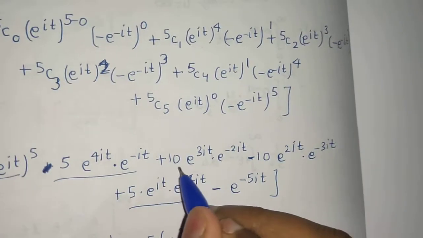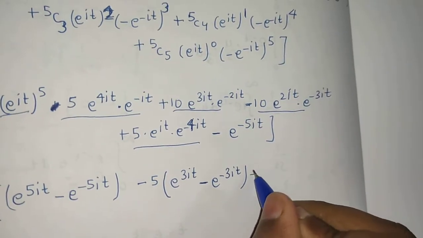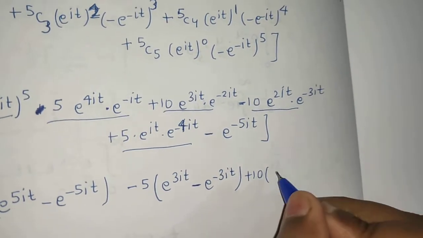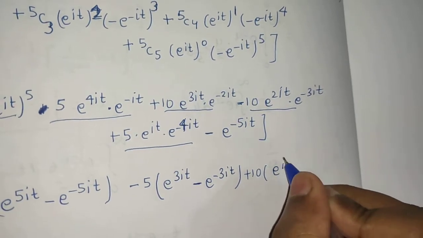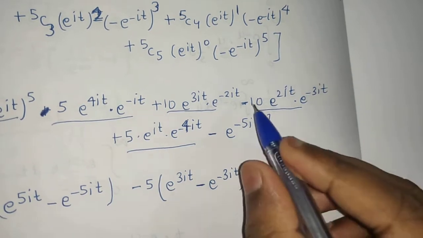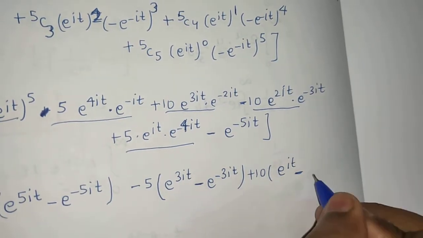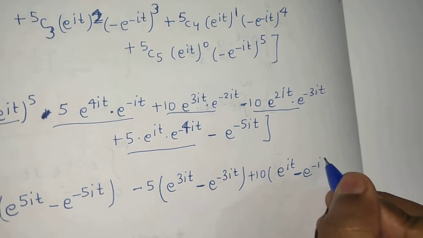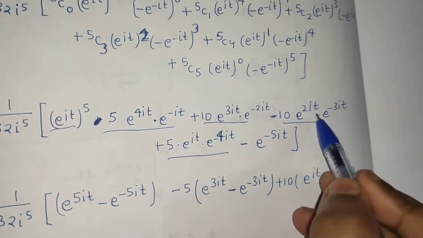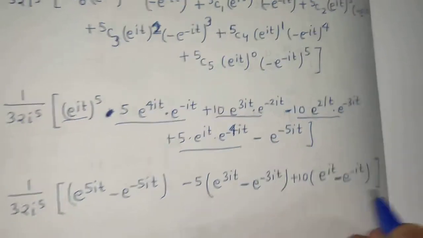Now these two terms I can take 10 common. So 3 minus 2 is simply e power it. 2 minus 3 is minus, here 1 minus because of this, and 2 minus 3 is minus it. Okay. So 1, 2, 3, 4, 5, 6. That means 3 pair.